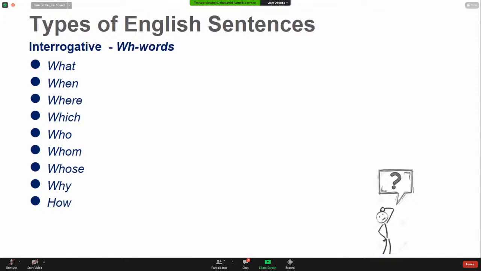Then I have a small doubt. Which type are we using, like whom or whose? Actually, today I thought that because we are in the types of English sentences, I just want to elaborate a little more on WH questions. But I will have a separate class on WH words.